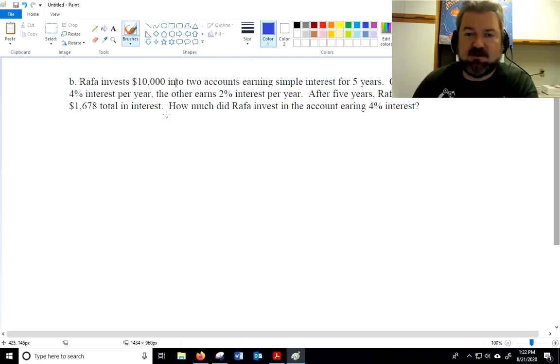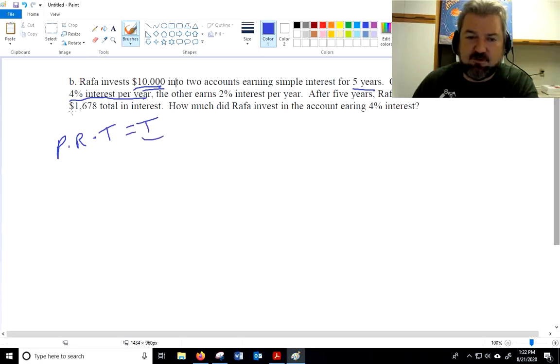Okay, so $10,000 in the 2 accounts. So that's the total amount right there. We have 5 years. One account earns 4% interest per year. It's simple interest, so it's just principal times rate times time. That's how much interest you get. Notice I'm not saying his total amount of money, because that would be $10,000 plus all that. We're just looking at how much you get in interest.